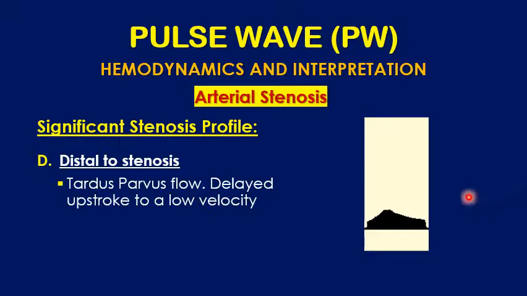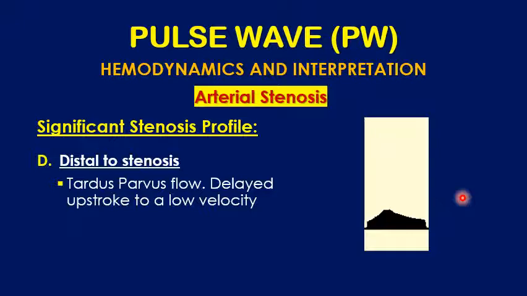Now we come to the last component of the significant stenosis profile, which is distal to the stenosis. Distal means a couple of centimeters, like 5 to 10 centimeters, a little bit away from the stenosis. What happens here is the post-stenotic turbulence will come down, and I will get forward flow. Most of the time I will not get this reversal of the flow.